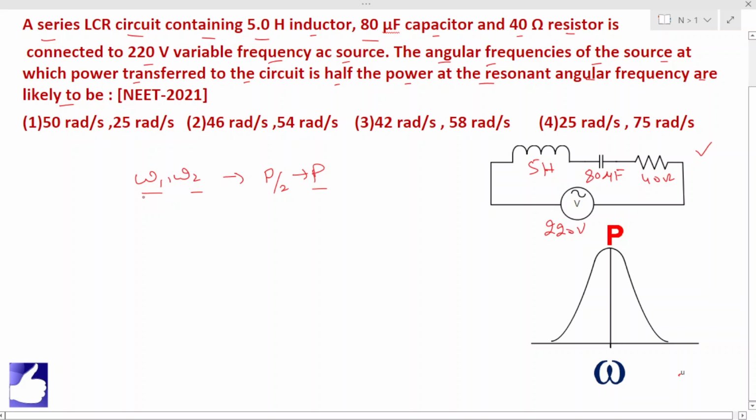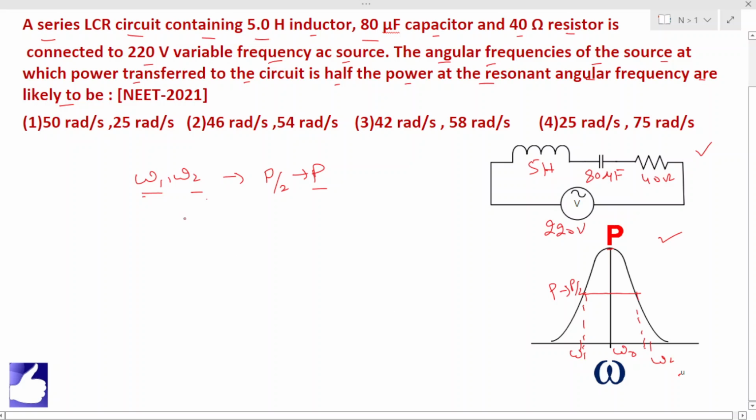So what are omega 1 and omega 2? Omega 1 and omega 2 are the half power frequencies. What is half power frequency? Now let us see this LCR resonance curve. We know that at a resonant frequency omega naught, the power will be maximum. Half power frequencies are your omega 1 and omega 2, where the power falls to half of its maximum value, that is P by 2. So these angular frequencies we call half power frequencies.